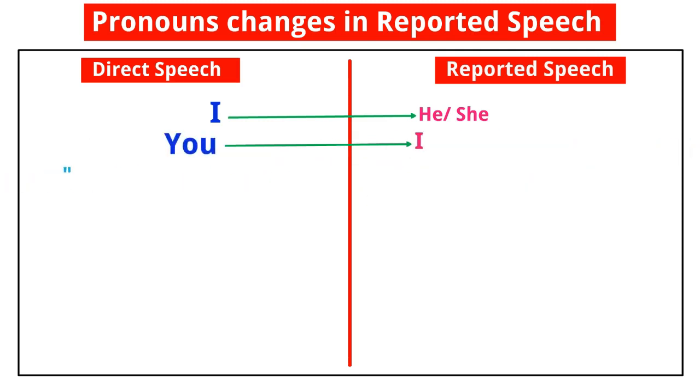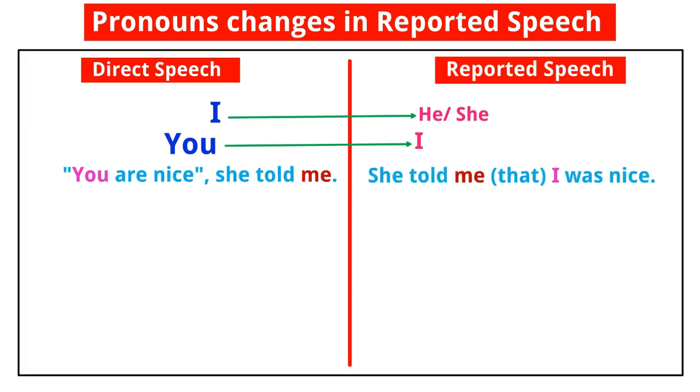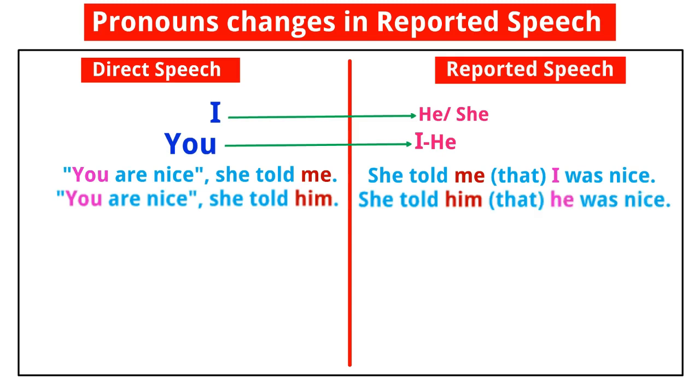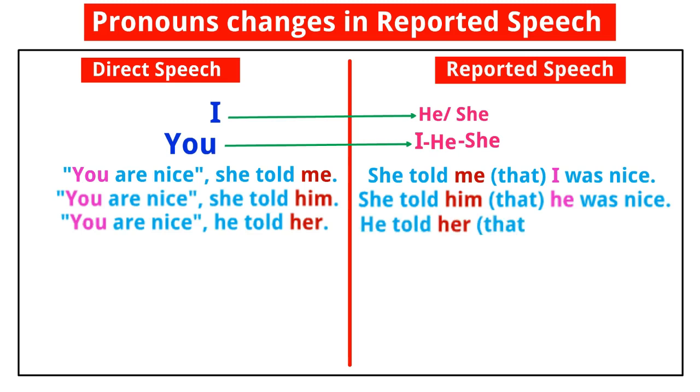You changes into I. For example, "You are nice," she told me. She told me that I was nice. You can change also to he. For example, "You are nice," she told him. She told him that he was nice. You also can become she. For example, "You are nice," he told her. He told her that she was nice.